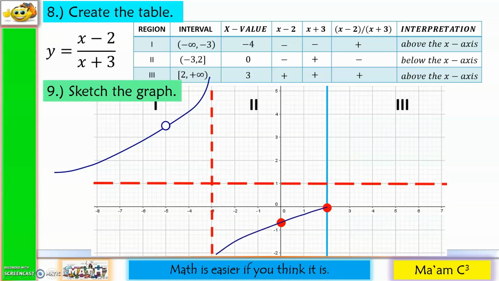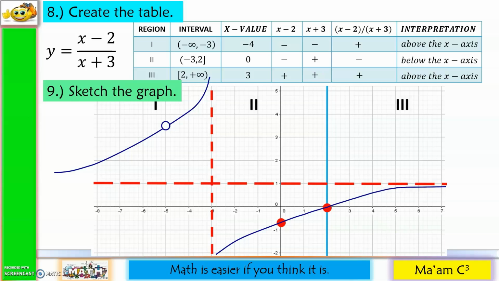And when it enters region 3, it says here it should be above the x-axis. So here is region 3. And I have here a horizontal asymptote. I cannot cross over because there is no point of intersection. So I will just follow the horizontal asymptote. Let's graph. And that's it. This is the graph of our function.